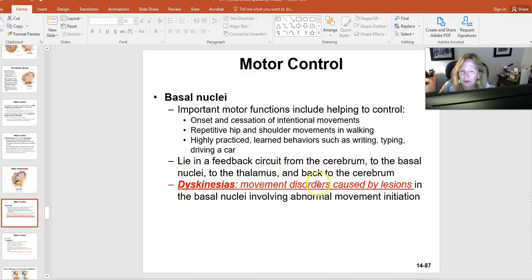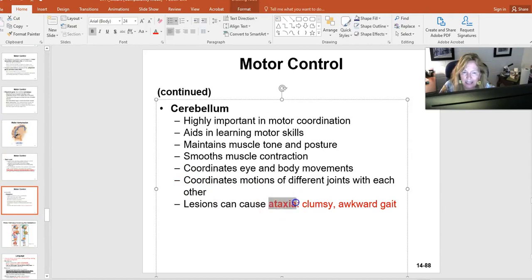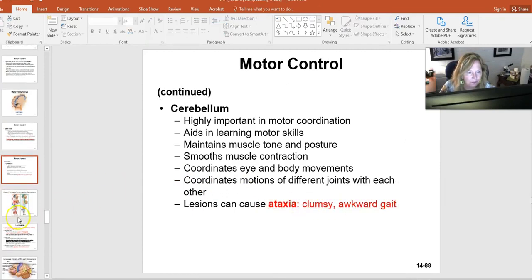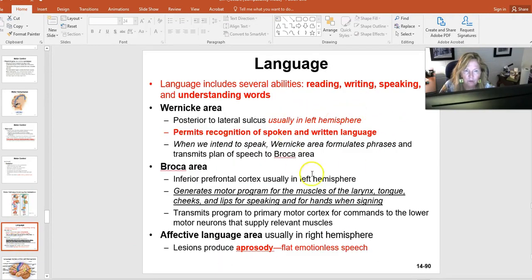Dyskinesia is movements caused by lesions there, so these are unwanted types of movements that can happen. And ataxia refers to a clumsy, awkward gait. That's what that term is referring to. And you can see how this information is processed and moved up to the cerebrum, sensed, and then moved back down for the motor control.